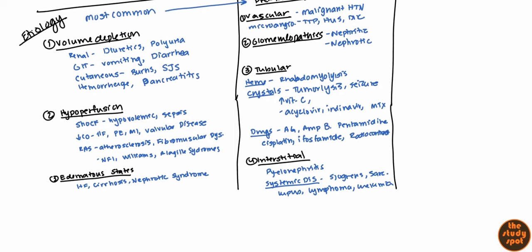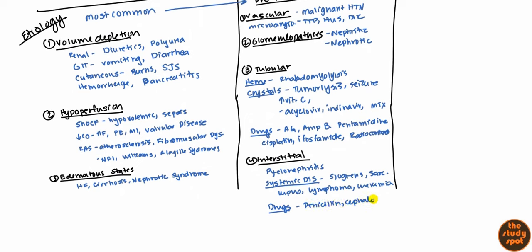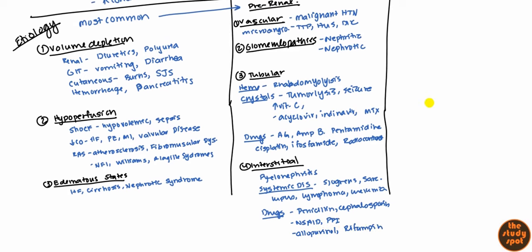And finally, there are some drugs that can cause interstitial disease. These would be penicillin and cephalosporin, so these are antibiotics to keep in mind, NSAIDs and proton pump inhibitors. And finally, we have allopurinol and rifampin. So these are your drug causes for intrinsic.